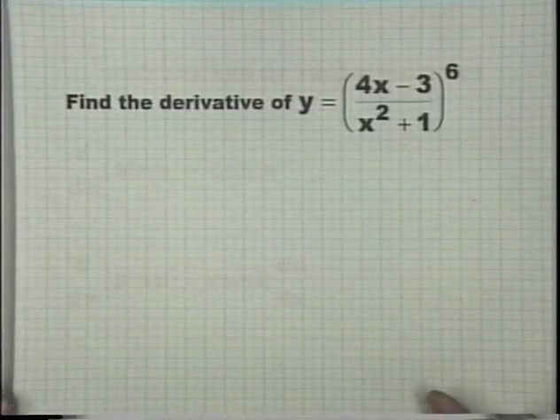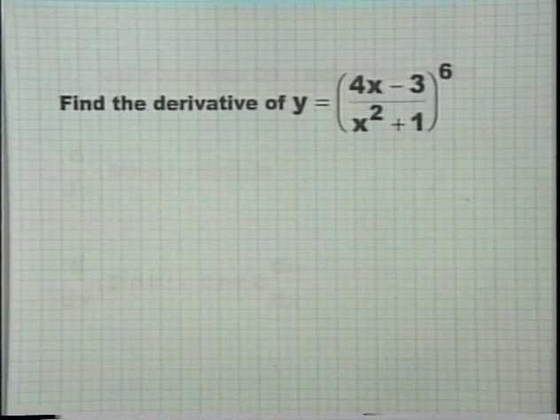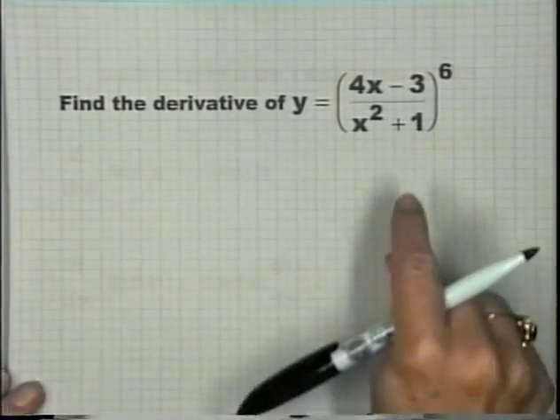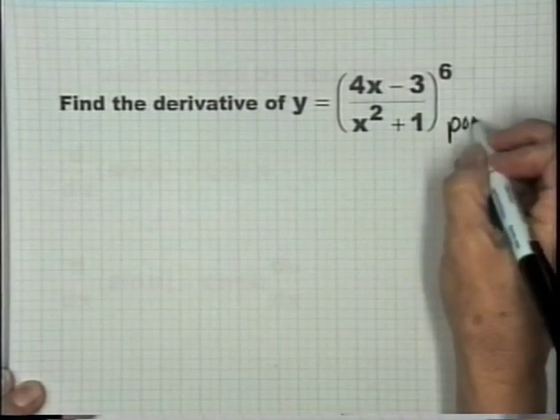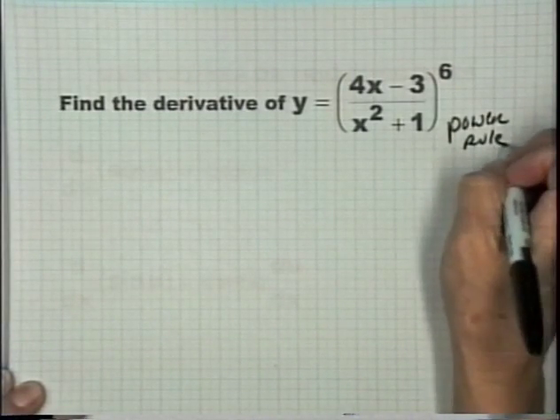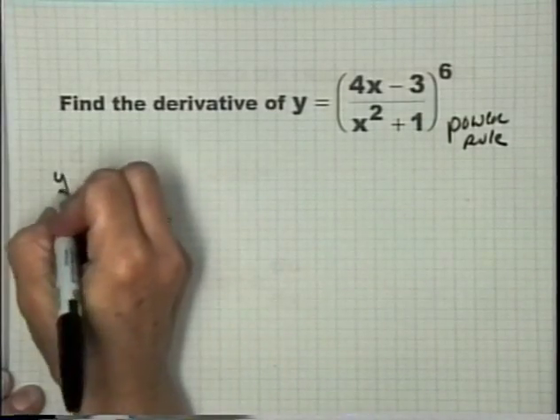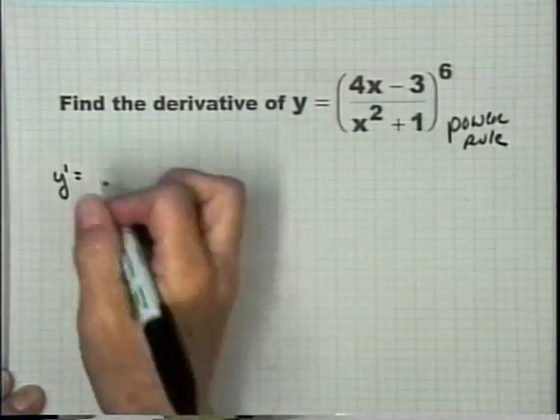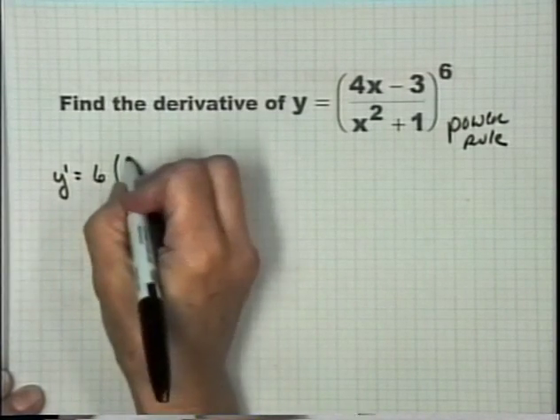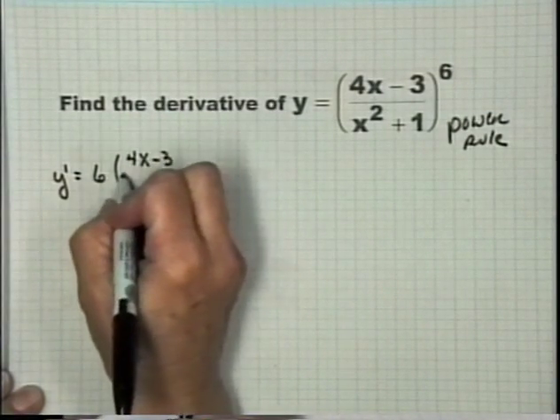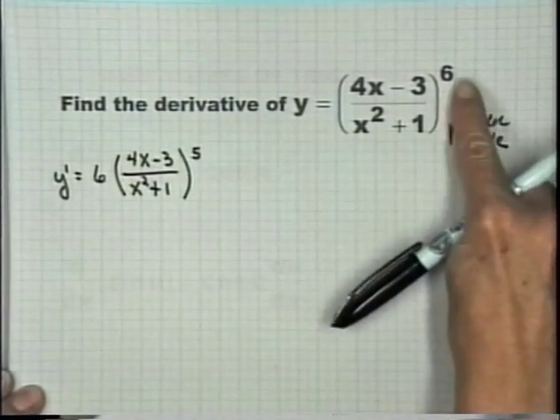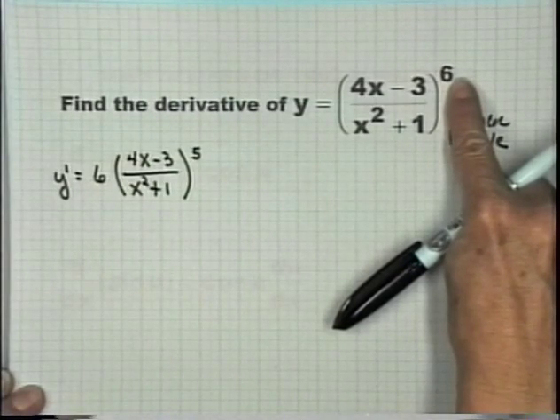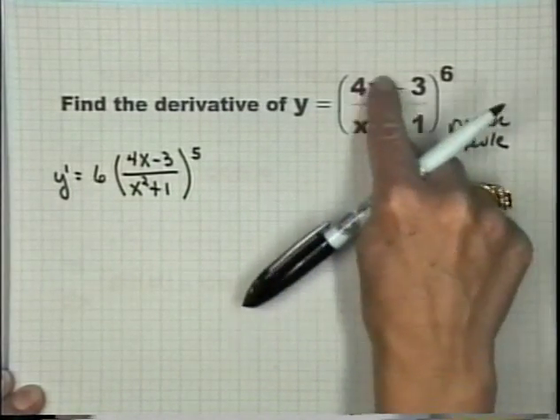Okay, find the derivative of y equals the quantity 4x minus 3 over x squared plus 1 all to the 6th power. Again, look at your format. All of this is to the 6th power. So this is a power rule format. So as we do our derivative, our exponent is going to come down in front. The quantity 4x minus 3 over x squared plus 1 will be now to the 5th power after we subtract 1 from our exponent. And then here's where the chain rule comes in, and we come inside.